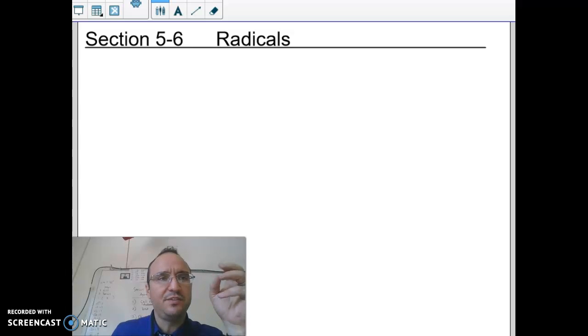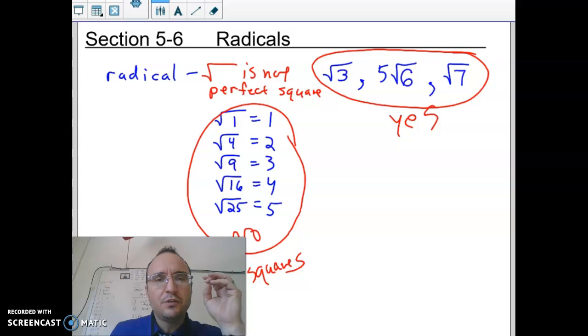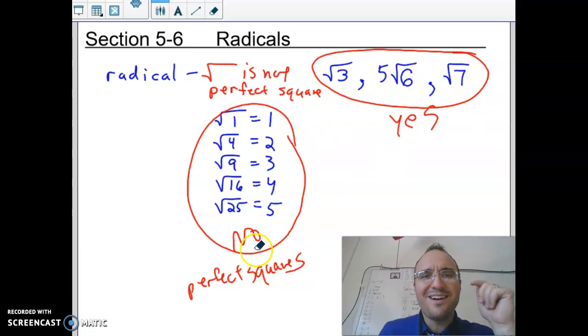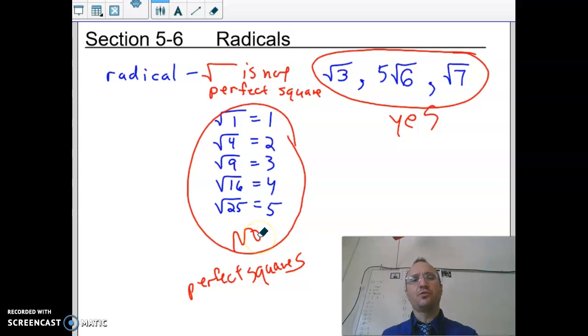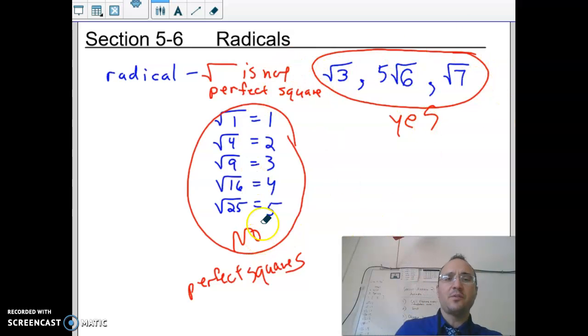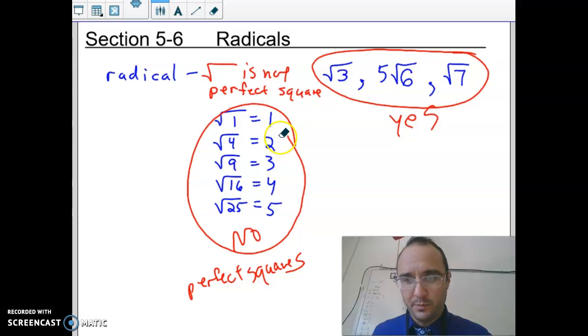So radicals, 5.6 in your book, radicals. There are two types: we have perfect squares and we have these. Perfect squares are not considered radicals, we're going to consider these radicals. If it's a perfect square, we're just going to turn it into a whole number. A radical is basically something that doesn't come out perfectly.